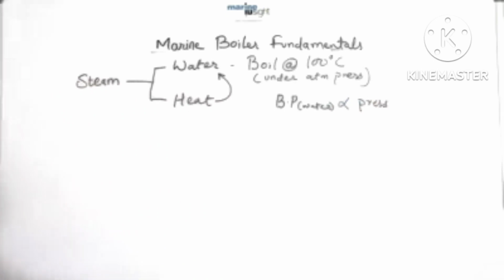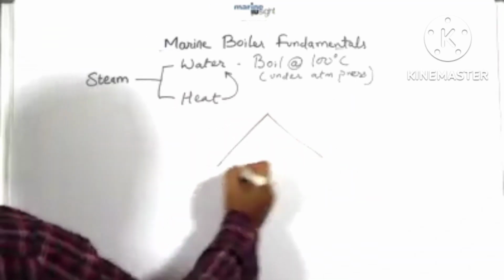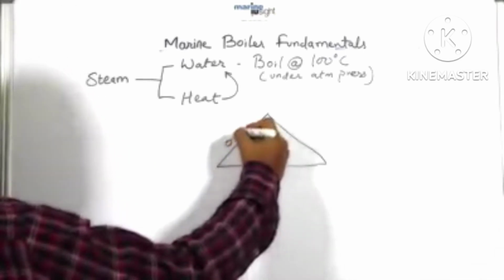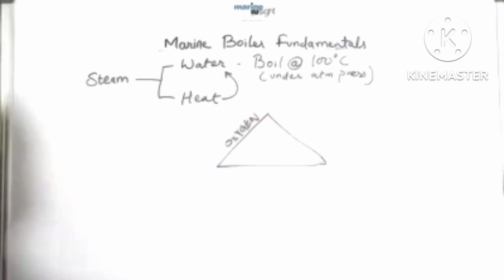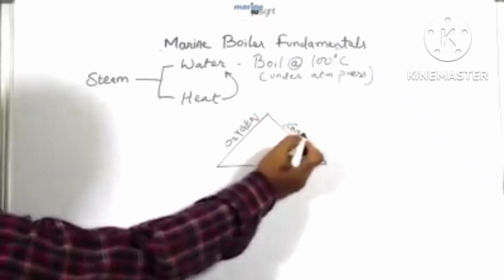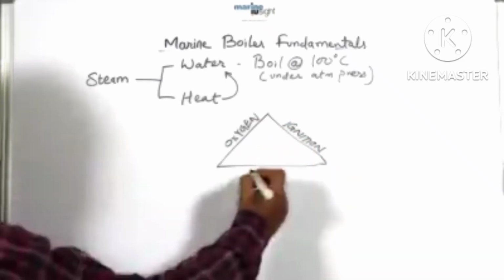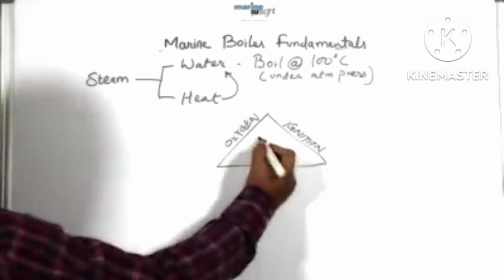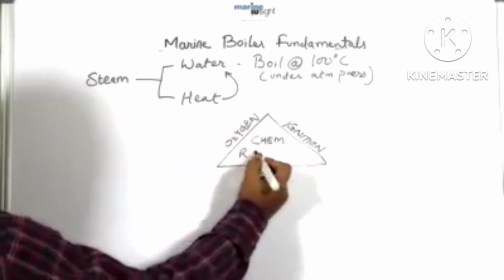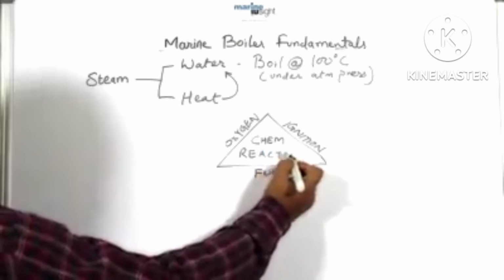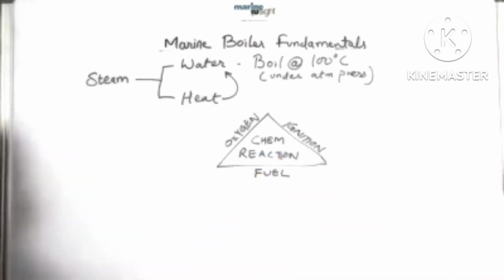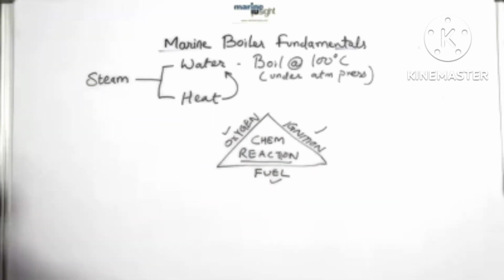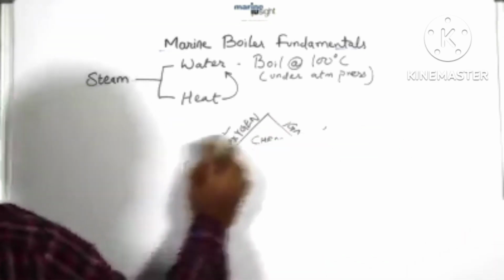To produce heat through fire inside the boiler, the three sides of a fire triangle must be satisfied. A fire triangle consists of oxygen, ignition source, and fuel. One more important factor involved in the fire triangle is the chemical reaction. When all three sides of a fire triangle, that is oxygen, ignition source, and fuel, are in correct balance condition, a chemical reaction occurs which creates fire.